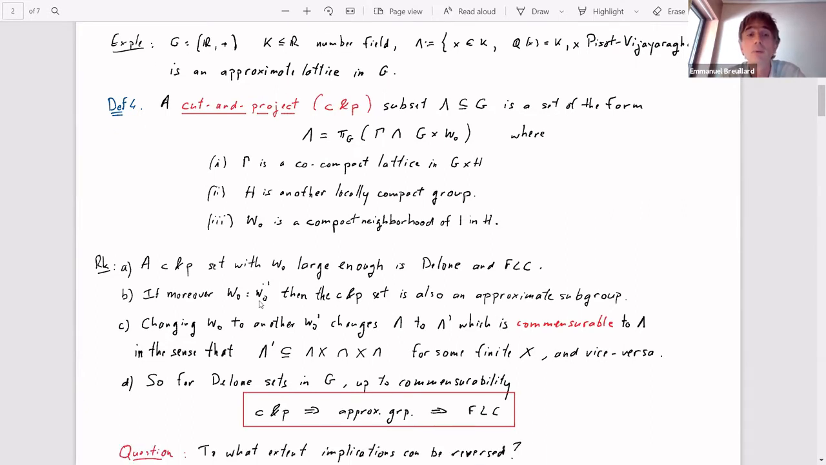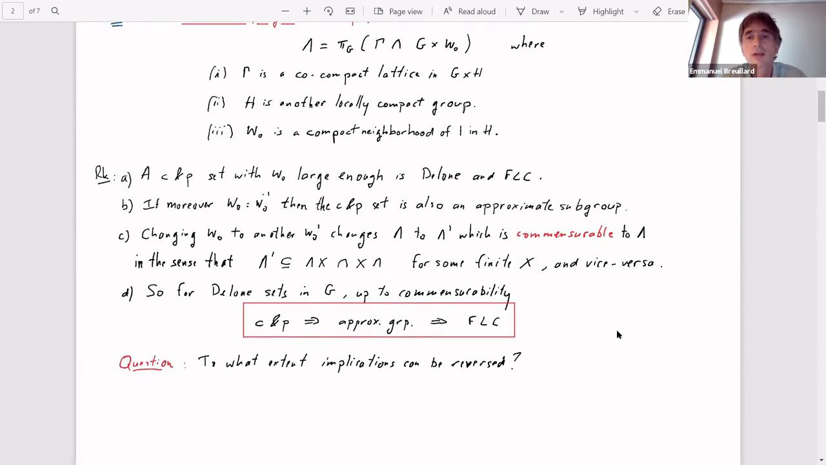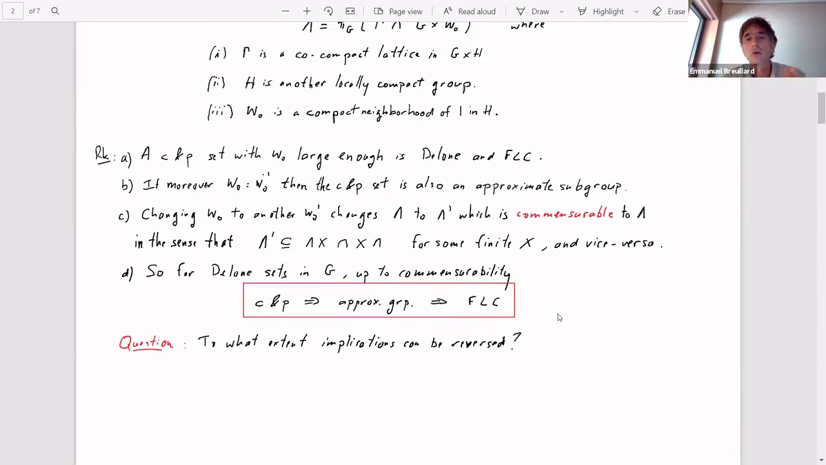And in fact, if W naught is symmetric, then it's actually going to be an approximate subgroup. Okay, so it's really a subclass. So what happens if you change W naught into another W naught prime? Then what you get is a commensurable subset, in the sense that the new cut and project set is covered by finitely many translates of the first one. That won't change things very much, and everything in this talk I will deal with up to commensurability.